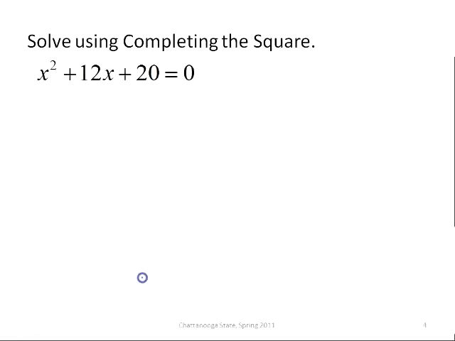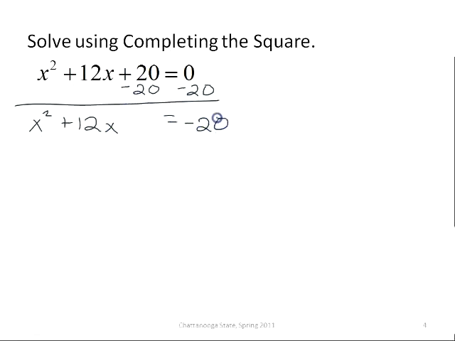Let's look at one more. x squared plus 12x plus 20 equals 0. This time I have a leading coefficient of 1. So all I need to do to get it ready here is subtract the 20 from both sides of the equation. So I have x squared plus 12x. I'm going to leave some space here, equals negative 20.